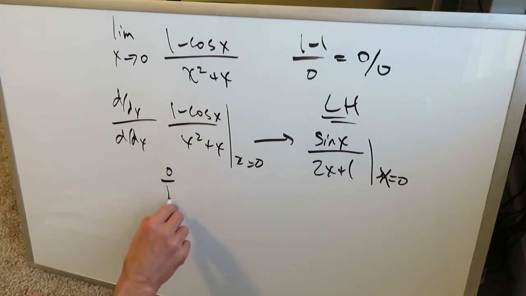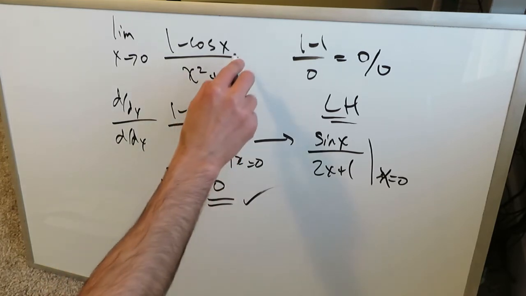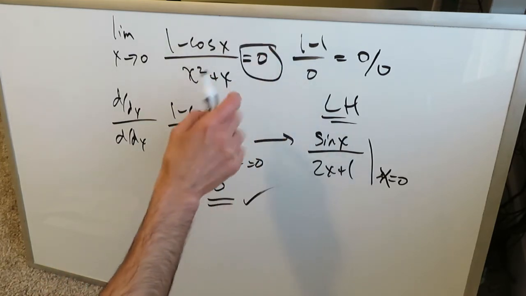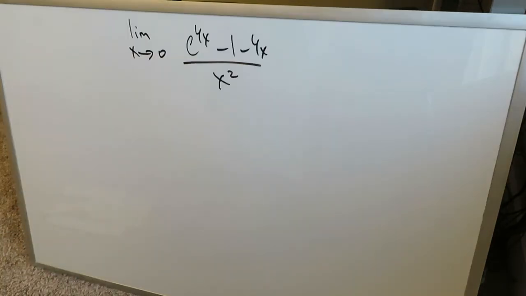I get a 0 over 1. So there's no need to do another derivative step. This leads to your final answer of 0, and that right there is your value for this function question right here. The limit of this function will be 0. This will prove to be an interesting question.